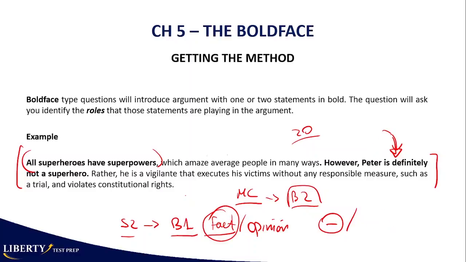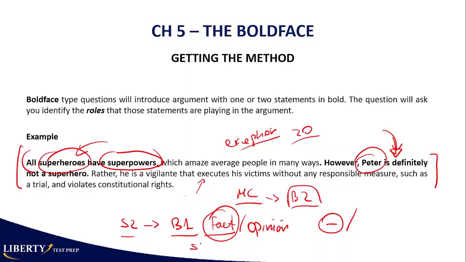So basically the author is trying to say, hey, wait, it's true that all superheroes have superpowers. A superpower would make someone a superhero, but in this case there's an exception. Okay, there's an exception. Why? Because you have a guy, Peter Parker, right? He's got superpowers, but he is not a superhero because he is a vigilante. Basically, that's what they're saying, okay? So that's with the first bolt.